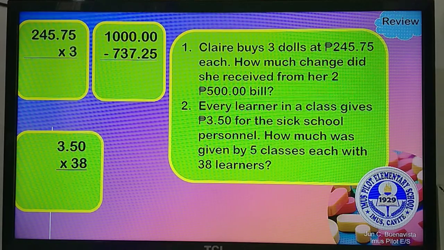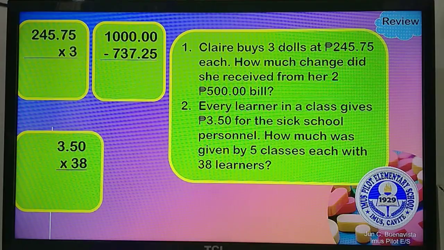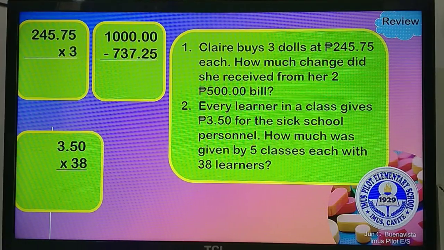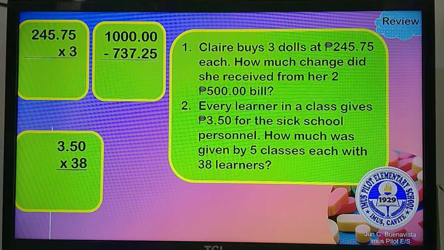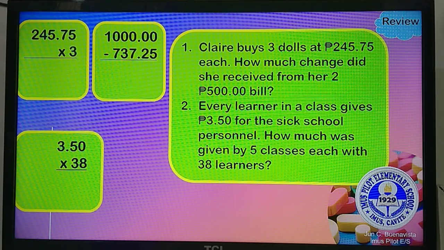Our number 1 is: Claire buys 3 dolls at 245 pesos and 75 centavos each. How much change did she receive from her 500 peso bill? Look at that, each. We have the word each, so you are going to multiply. What are the given facts that we are going to multiply? We have 245 pesos and 75 centavos times 3.